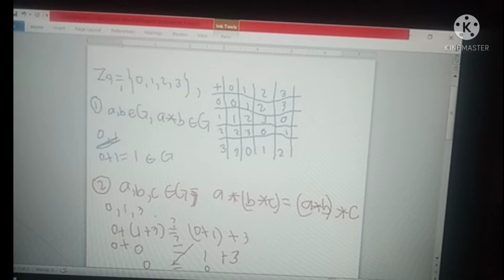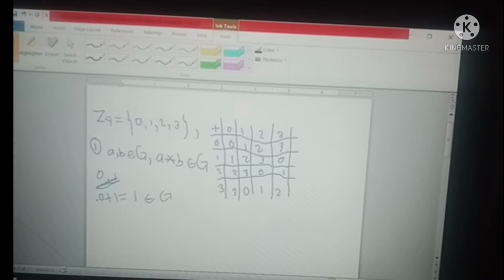Let us proceed to the third property. It says that there must be an identity and an inverse. The identity here is 0. 0 plus 1 is 1, 0 plus 2 is 2, 0 plus 3 equals 3. So 0 is the identity of addition, and we have the identity. How about the inverse? For the inverse, we must get back 0.